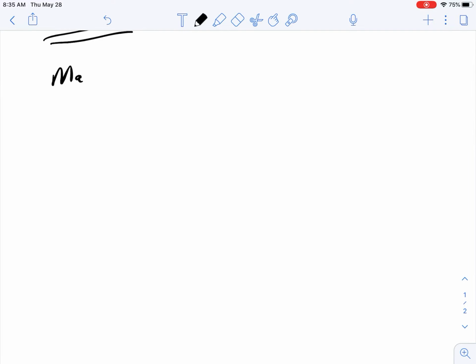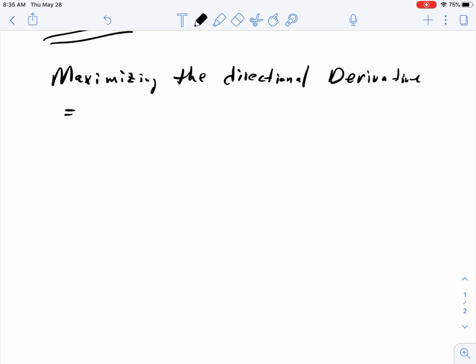Okay, so basically we're looking at maximizing the directional derivative, which basically is an interpretation of the gradient. Okay.